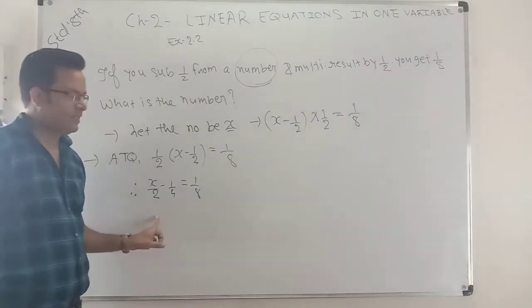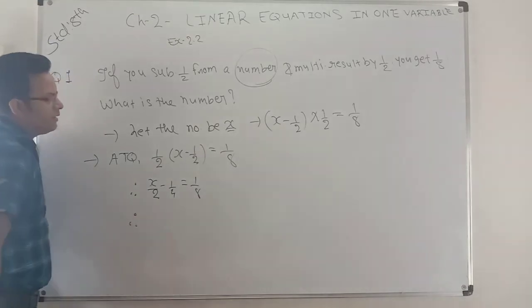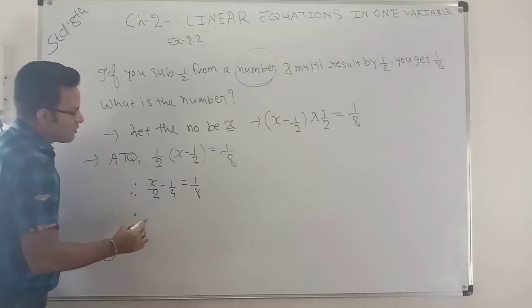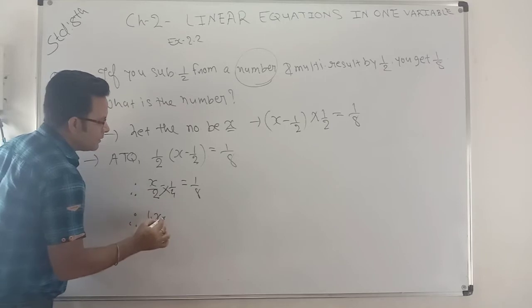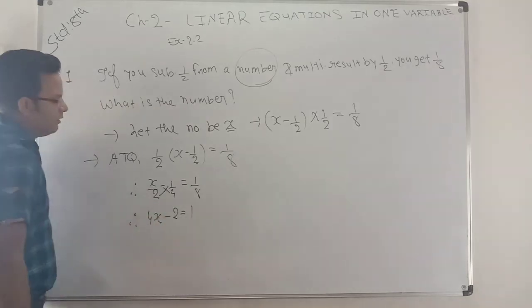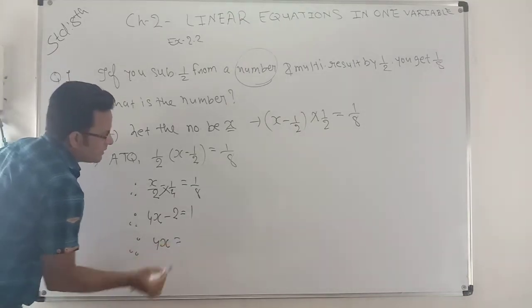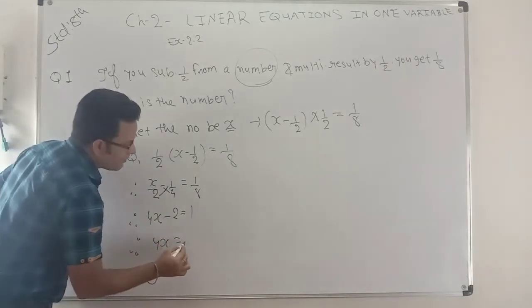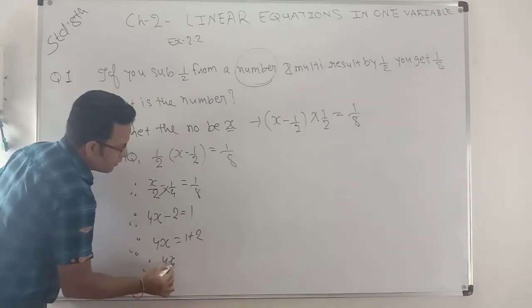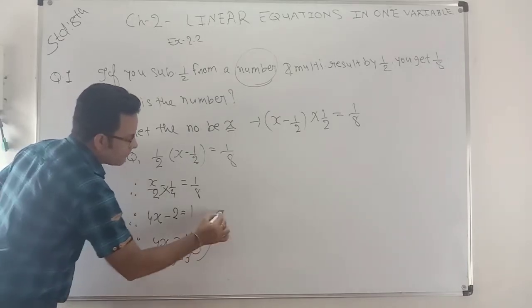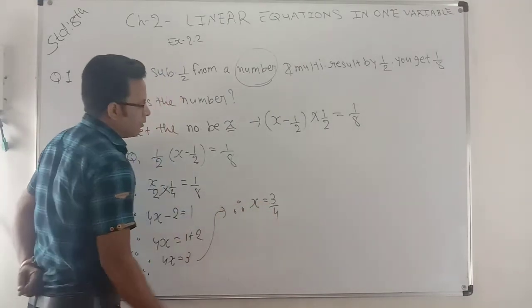Now you have to take out the LCM of 2, 4 and 8. So LCM will be 8 only. You make here cross multiplication. So 4x, 4 into x, and 2 ones are 2 is equal to 1. Therefore 4x is equal to minus 2 will be shifting to that side. So it will be plus 2. Therefore 4x is equal to 3. Therefore x is equal to 3 upon 4.